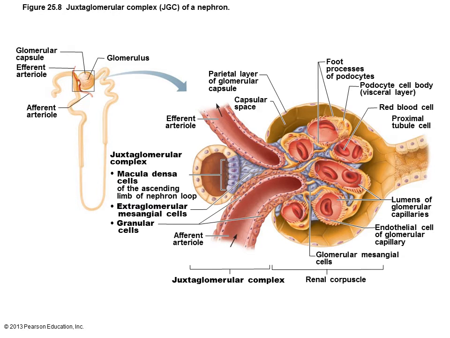Juxtaglomerular complex are very important for maintaining the pressure within each nephron. And as you see, they are made of macula densa cells in the afferent arteriole wall, and then you have granular cells within the part of the ascending loop of Henle, and then you've got mesangial cells, which are within the glomerulus.